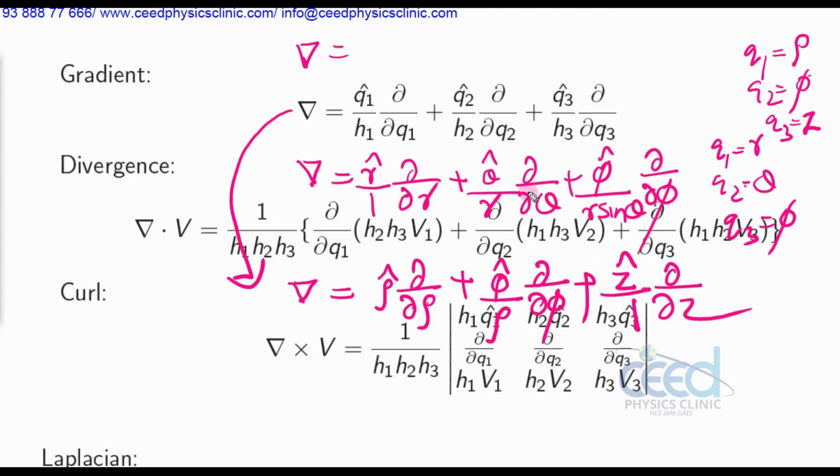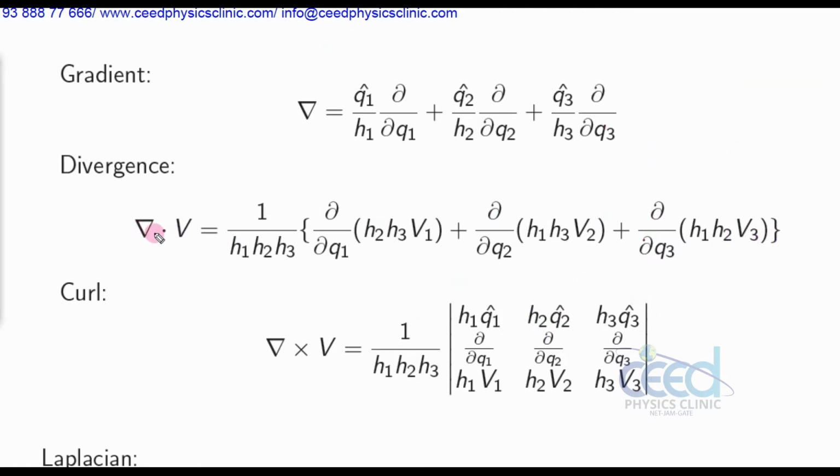This way we can replace the h1, h2, h3 values. I am not substituting all the values, we have all the values here, and you can just substitute them. So look here, to find div v for spherical polar coordinates, h1 is 1, h2 is r, and h3 is r sin theta. Substitute here. h2 and h3 you can substitute here, and v1 is the term which is available there.